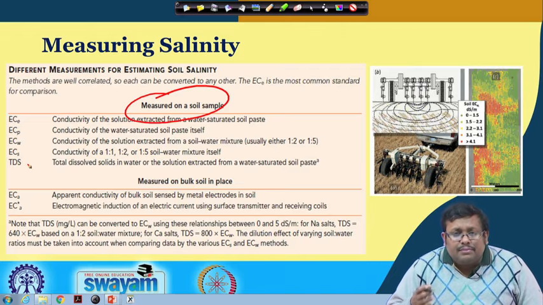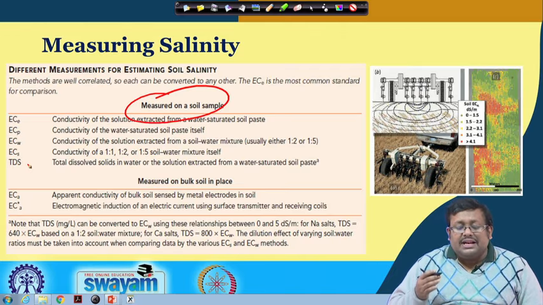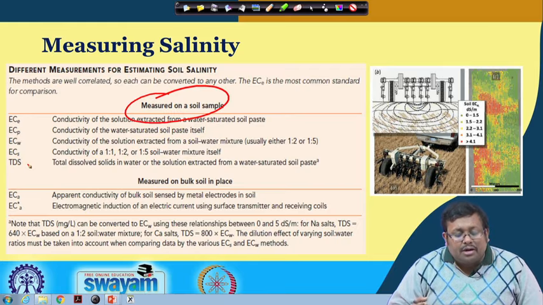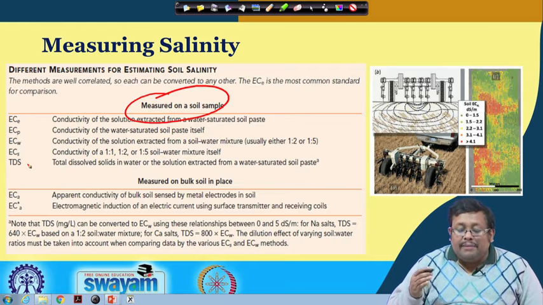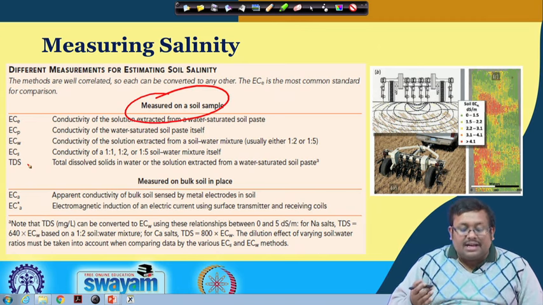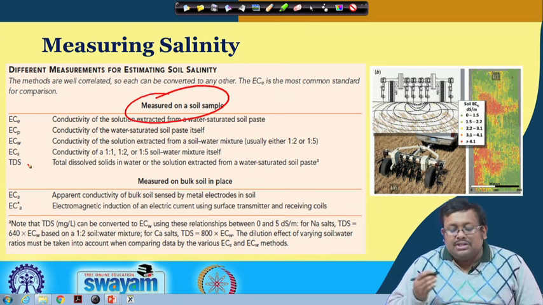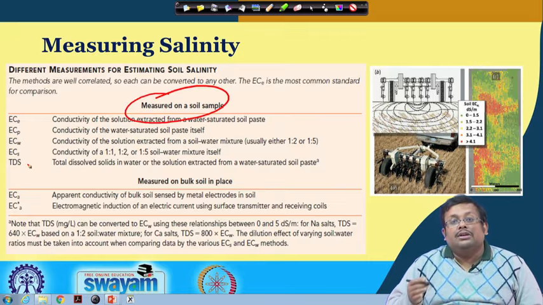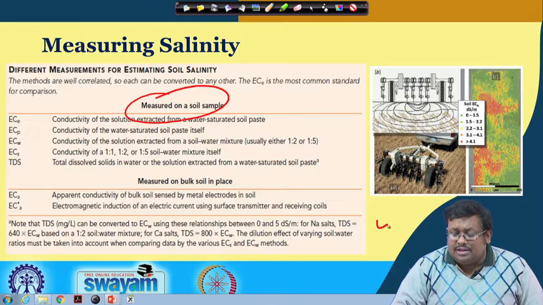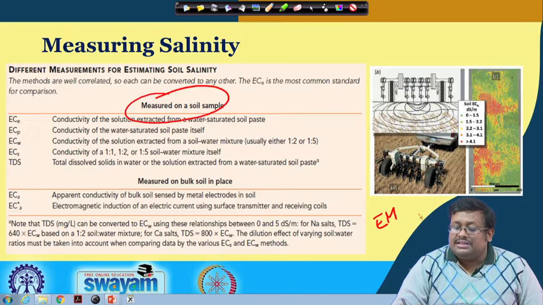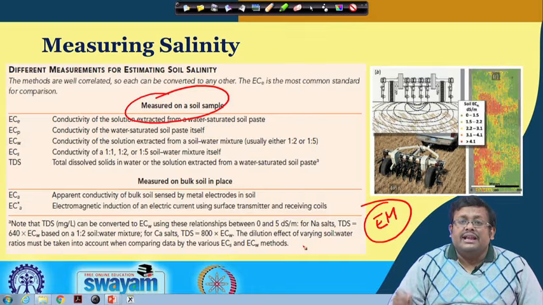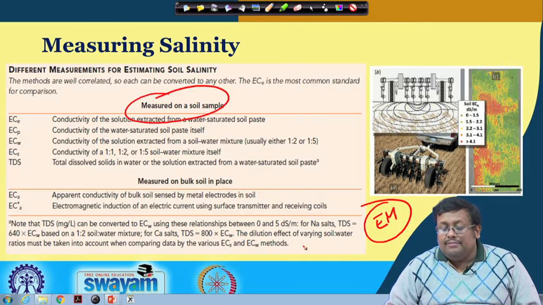And the other two methods for measuring salinity in bulk soil in place are ECa, which is apparent conductivity of bulk soil sensed by metal electrodes in the soil, and secondly EM, which is electromagnetic induction of an electric current using a surface transmitter and receiving coil. So, there is an instrument called the EM instrument. This EM instrument basically measures electromagnetic induction and indirectly it measures the salt content of the soil.